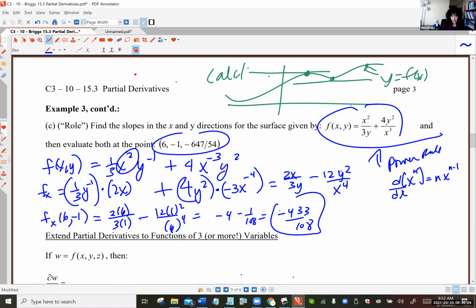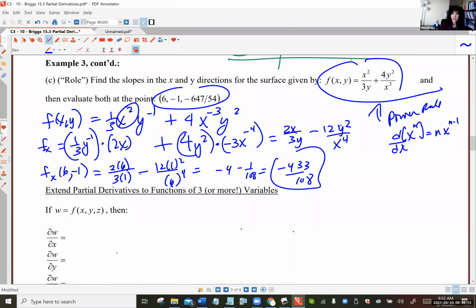Very strange. The fact that it's a negative number means if you were facing in the x direction, you'd be going downhill instead of uphill, which means you could at least ski in that direction if you like skiing.